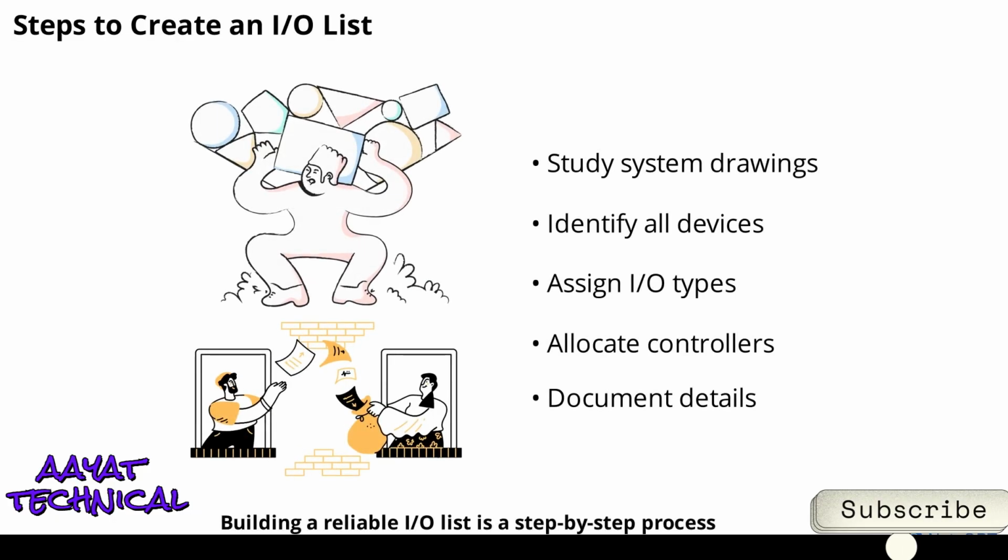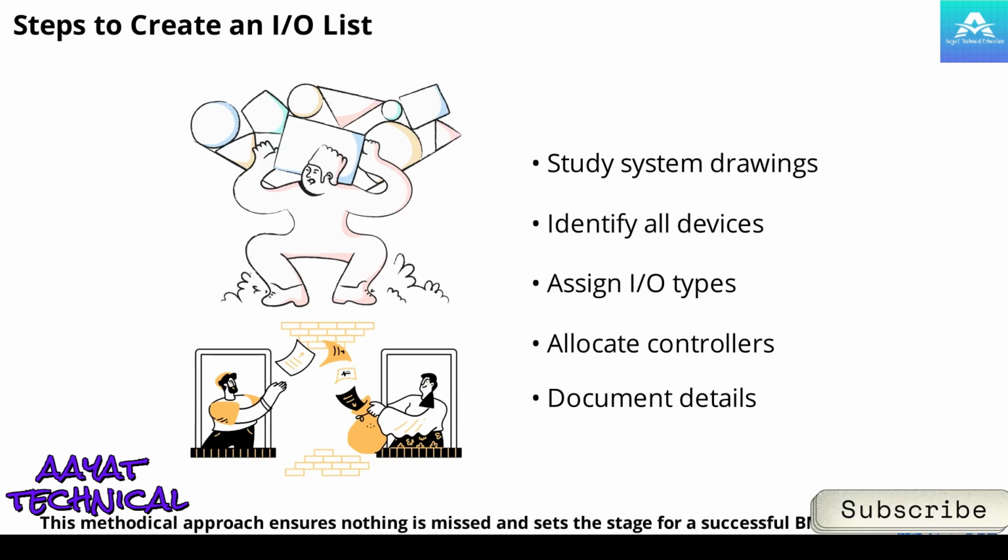Building a reliable I/O list is a step-by-step process. Start by studying system drawings, HVAC schematics, electrical layouts, and plumbing diagrams. Next, identify all devices, sensors, actuators, controllers, and field devices. Assign each point its correct I/O type, clarifying units and signal types. Then, allocate each point to a controller, making sure you don't exceed hardware capacity. Finally, document detailed descriptions, calibration notes, and cross-references to wiring diagrams. This methodical approach ensures nothing is missed and sets the stage for a successful BMS project.